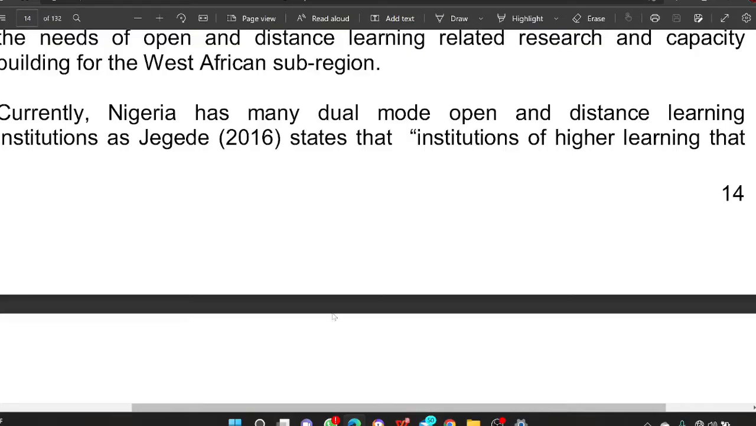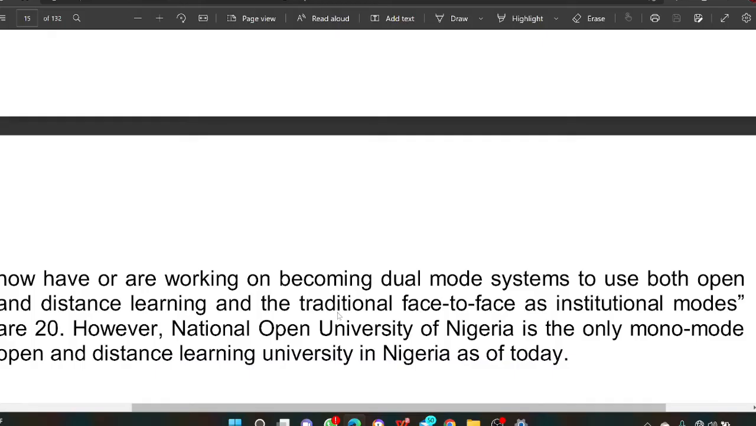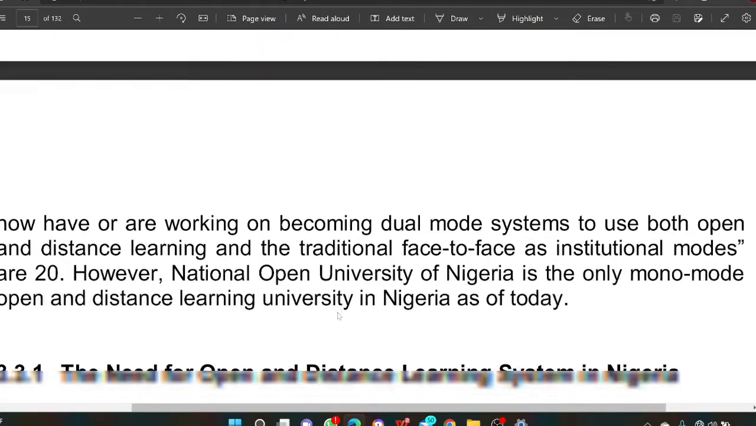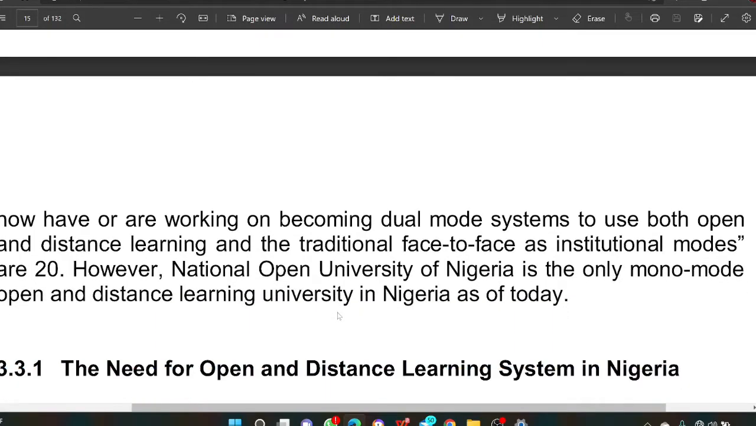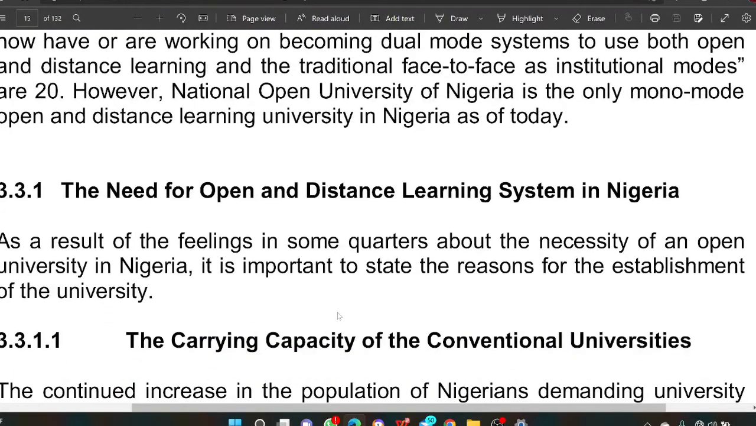Currently, Nigeria has many dual-mode open and distance learning institutions. Jegede 2016 stated that institutions of higher learning that now have or are working on becoming dual-mode systems, using both open and distance learning and the traditional face-to-face as institutional modes, are 20. However, National Open University of Nigeria is the only mono-mode open and distance learning university in Nigeria as of today.